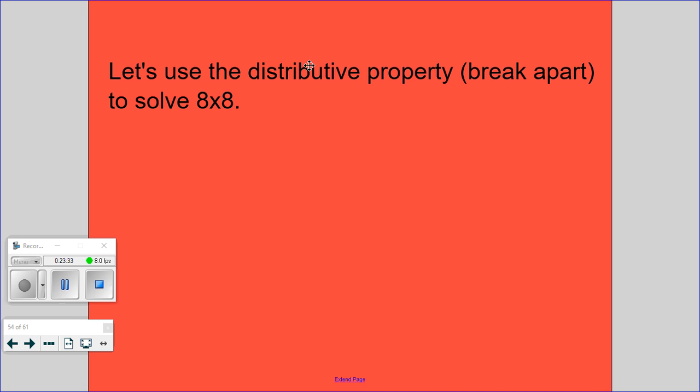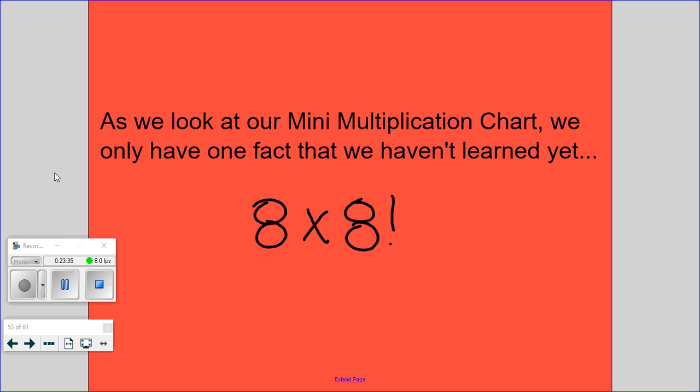We're going to use break apart to solve 8 times 8. So turn to another blank page. Use break apart to solve 8 times 8. What was 8 times 8? Aiden? 64. We use break apart. I know that's still kind of tricky for some of us. That's okay. It's 64. If you want to add it to your mini multiplication chart, that would be fine. We have one more thing that we're going to be working on.